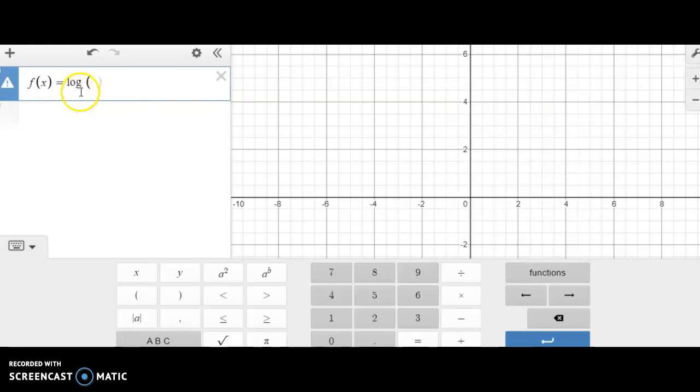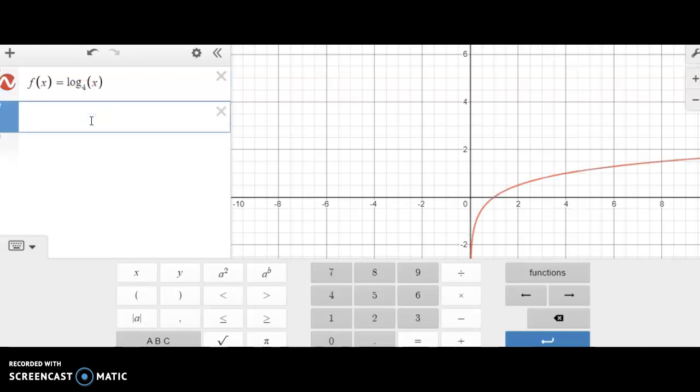Notice that the cursor pops down here at the bottom. Our function reads f of x equals log base 4 of x. So we're going to make this the 4, and then put the x here. Oh, just kidding. We're going to go over one more and put the x there. And we can see that it went ahead and graphed that function for us. If this is where you were struggling, go ahead and pause it and look at those other questions. If not, and you're just checking yourself, then continue playing.